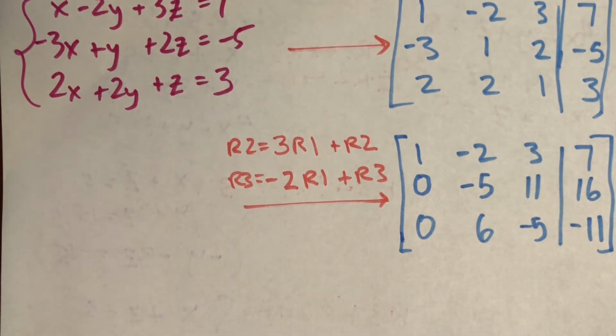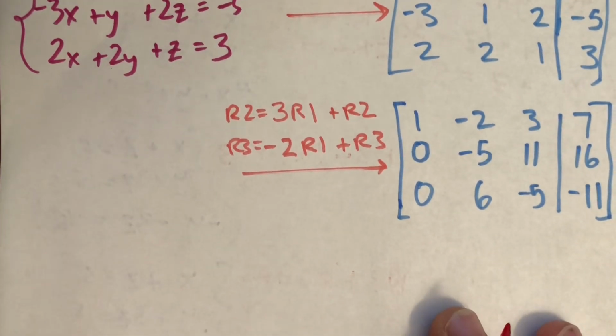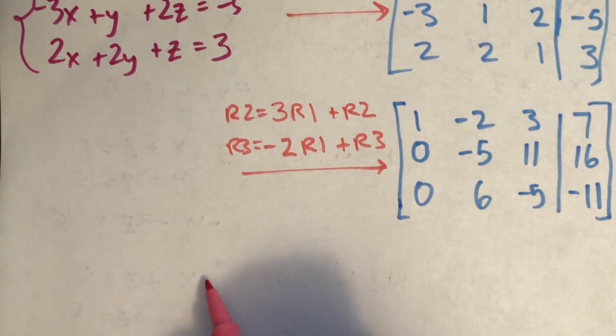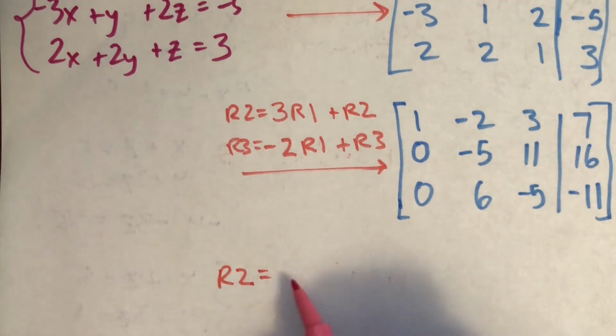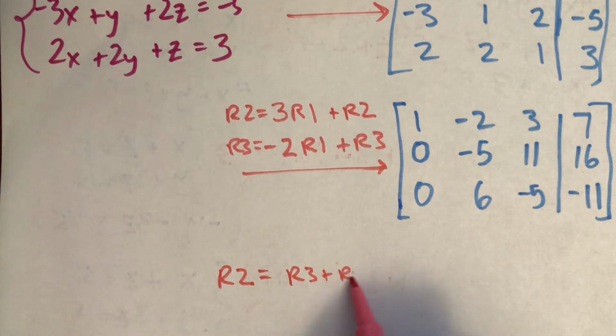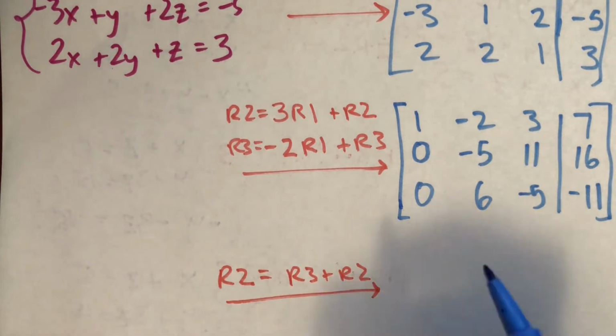That'd probably be easier, and it would give me less fractions. We're probably going to have to deal with fractions eventually here, but if we can avoid it, we kind of want to do that. So let's replace row 2 with row 3 plus row 2. And that's all we need to do right now.